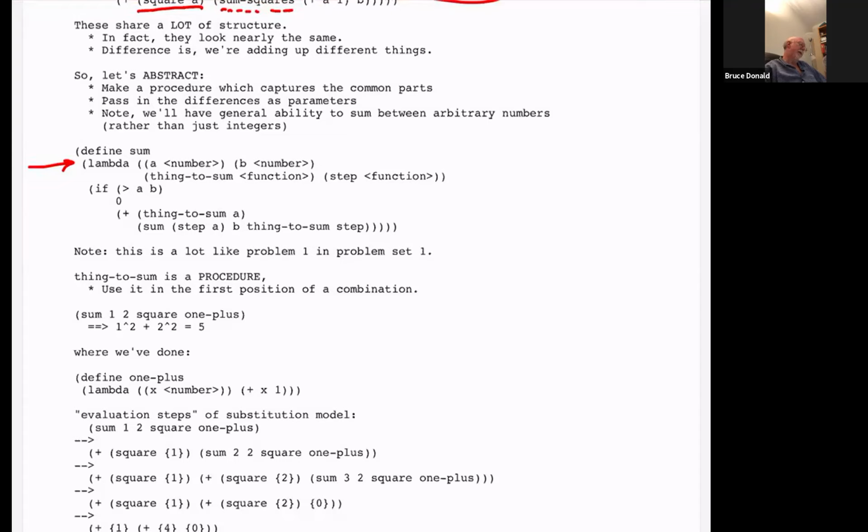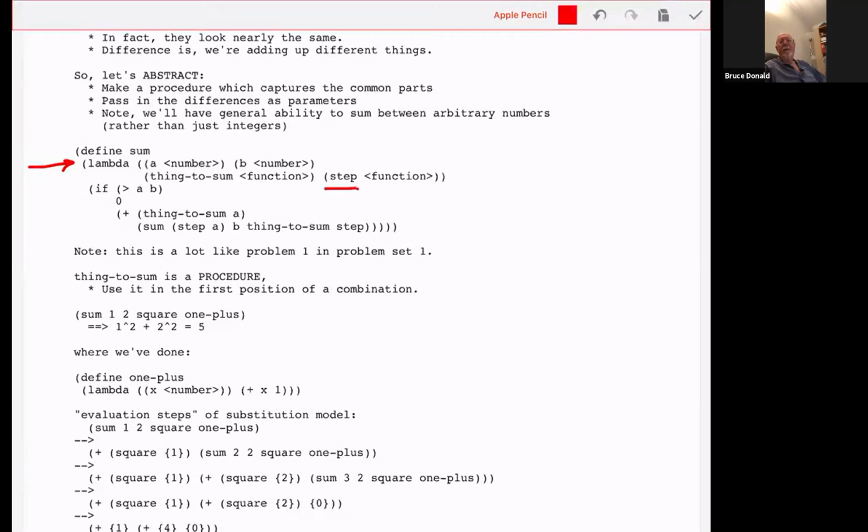So that would be like the identity function, or it'll be square or something else. And I'll take in a new thing, which is a step that tells me how to step between different things. Like, do I just step in terms of 1, or do I step in steps of 2 or 3 or something else? It could be arbitrary, it doesn't even have to be an integer. And same structure as before.